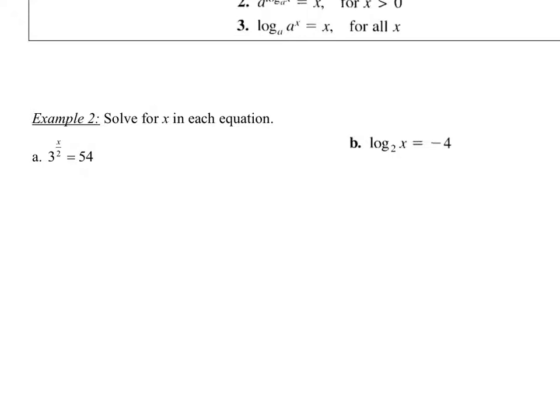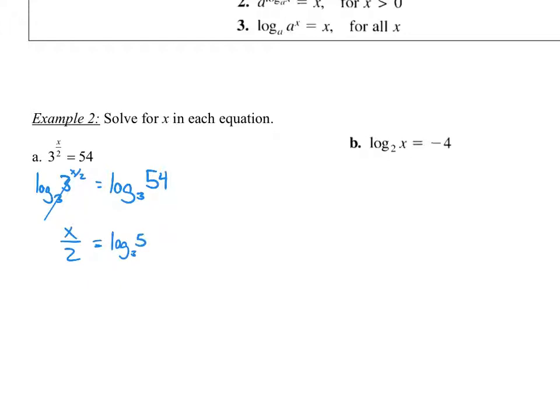Alright, what'd you guys do with A? Log base 3 on both sides. So 3 to the x over 2 equals log base 3 of 54. Okay. And then it cancels on the left side. Then do log base 3 of 54 and multiply by 2. And that's like 7.26. Alright, so yeah, this log base 3 of 54.